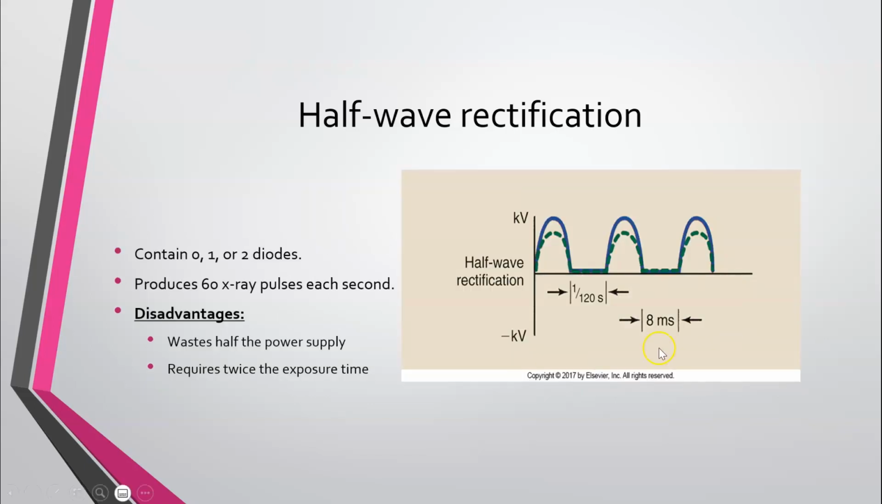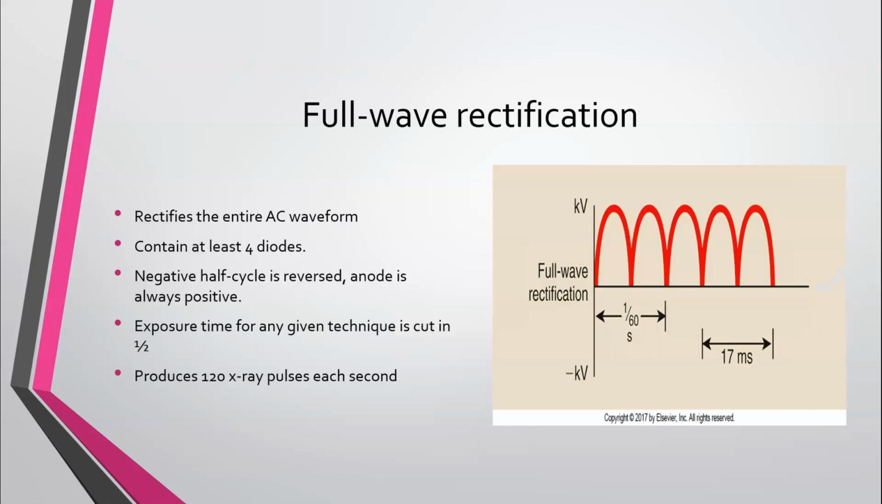Okay, so what we do is we just take it here. We have our pulse. This would normally come down here, but we just took it and flatlined it. It contains 0, 1, or 2 diodes, and produces 60 X-ray pulses per second. Disadvantage, we waste half the power supply and it requires twice the exposure that we normally would use.